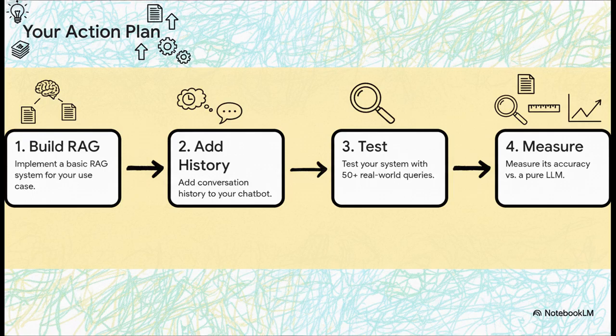Step 2, layer in that conversation history to turn it into a chatbot. Step 3, and this one is critical, test it. Test it with at least 50 real questions that your users might actually ask. And finally, step 4, measure its accuracy against a standard LLM. You have to see the difference for yourself.